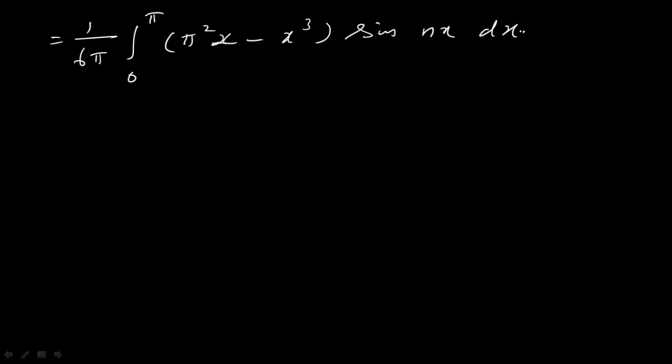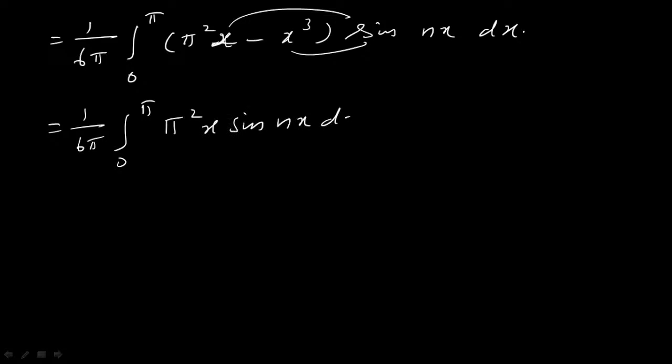that is equal to 1 over 6 pi integral from 0 to pi. If you take x inside, what you get? Pi square x minus x cube, sin nx dx. I am going to split this integral into 2. That is 1 divided by 6 pi integral 0 to pi of pi square x sin nx dx as one integral, minus 1 over 6 pi integral 0 to pi of x cube sin nx dx as the other integral.